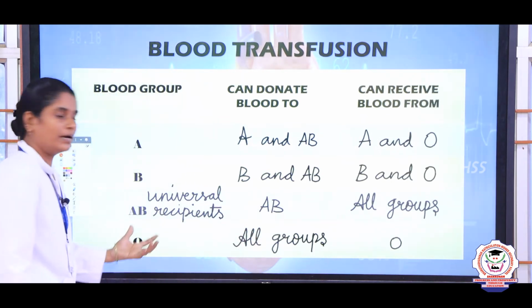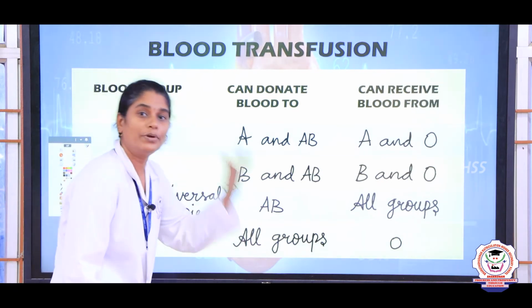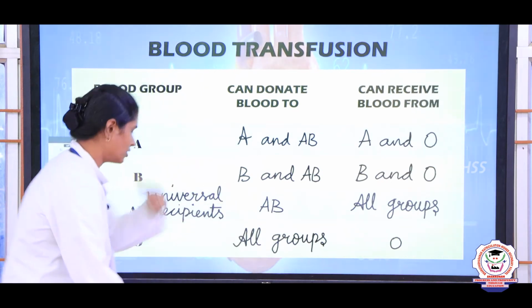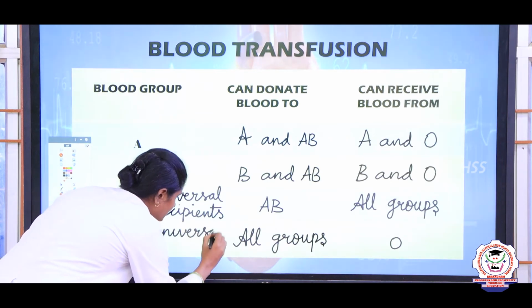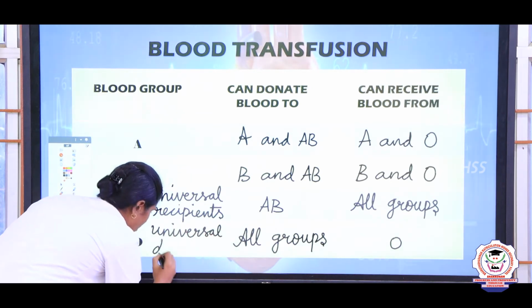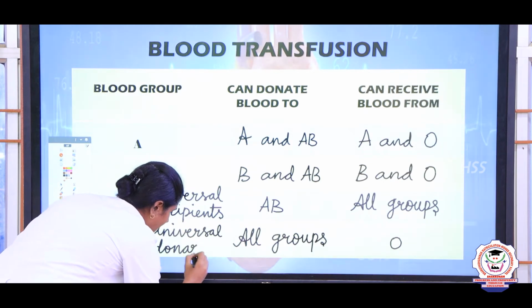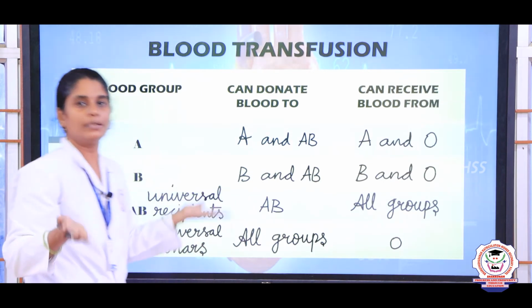Next, the O blood group can donate to all the blood groups. That is why they are called universal donors, because they can donate blood to all the blood groups, right.